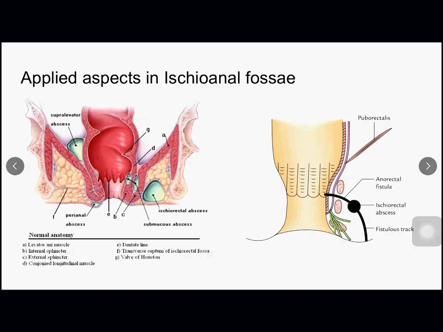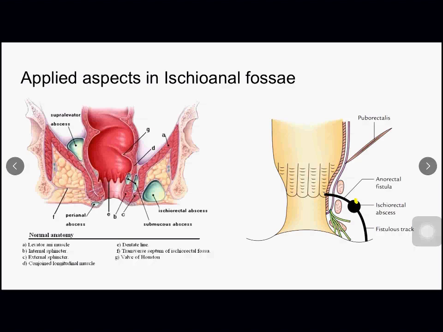Also you have perianal abscess. In this perianal region you have perianal abscess. This is very much painful because the fat will be highly localized here. Ischiorectal abscess is very, very common in this area. It is very common in immunocompromised people.